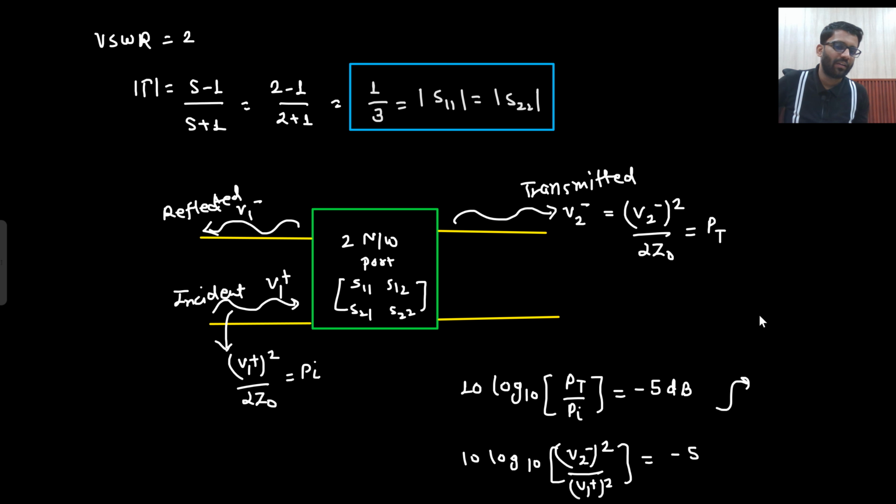So from here, if I calculate the magnitude of V2- divided by V1+, what will I get? 20 will go there, so 5 by 20. This 2, this is square only, so this 2 goes there, so 5 by 20, 10 to the power, so 0.56 I am getting. And that is equal to 0.56. So from here you have got 0.56.